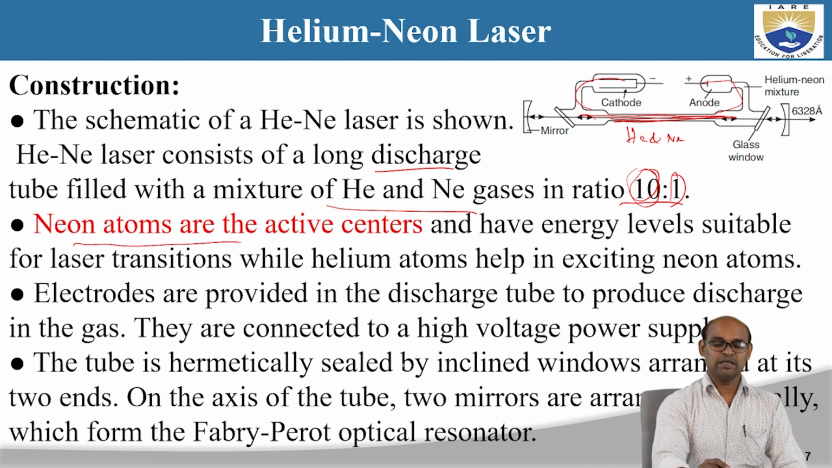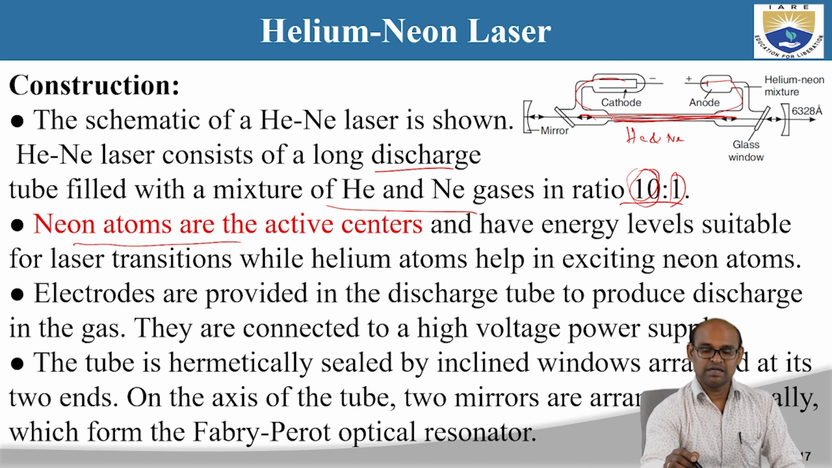The tube is hermetically sealed by inclined windows arranged at its two ends. Hermetically sealed means tightly sealed. Using these two glass windows, the narrow glass tube is tightly sealed so that there is no leakage of the helium neon gases. So the long narrow glass tube is filled with helium neon gases in the ratio of 10:1, and its ends are tightly sealed with glass windows.